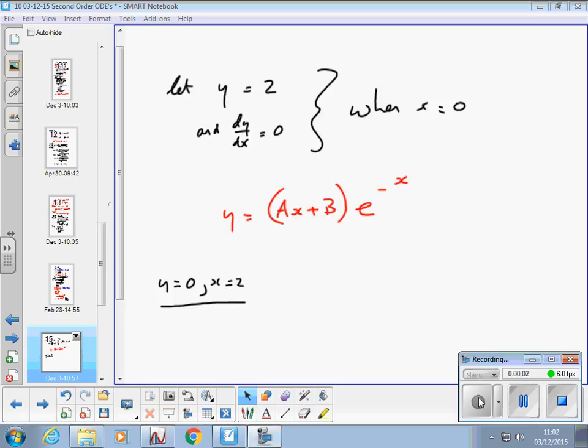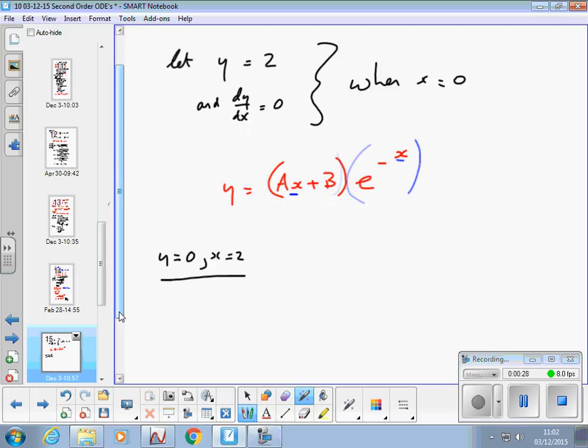Okay, so let's give ourselves some boundary conditions. When y equals 2, x equals 0 and the differential is 0. So we've got those boundary conditions, put them into our general equation. We're going to hit a problem when we come to the differential because we've got two functions multiplied together involving x, so we're going to need to use the product rule for that bit. But let's go ahead. So the first one's not so bad.